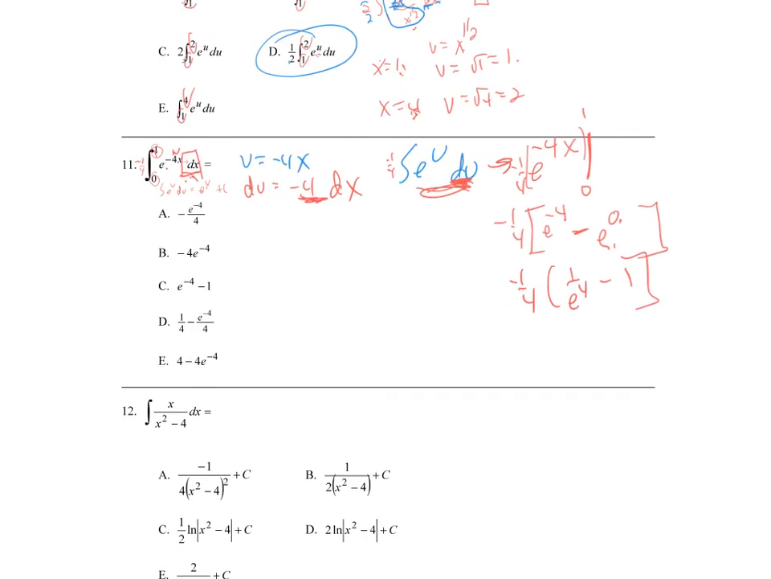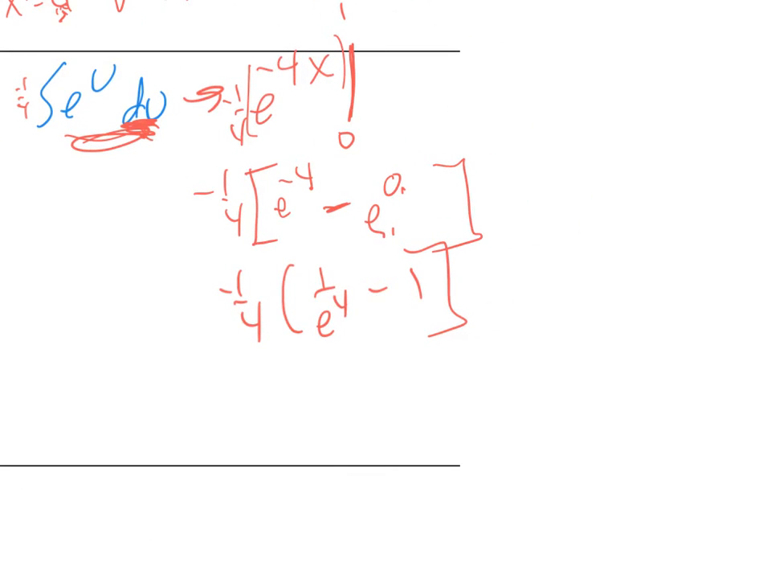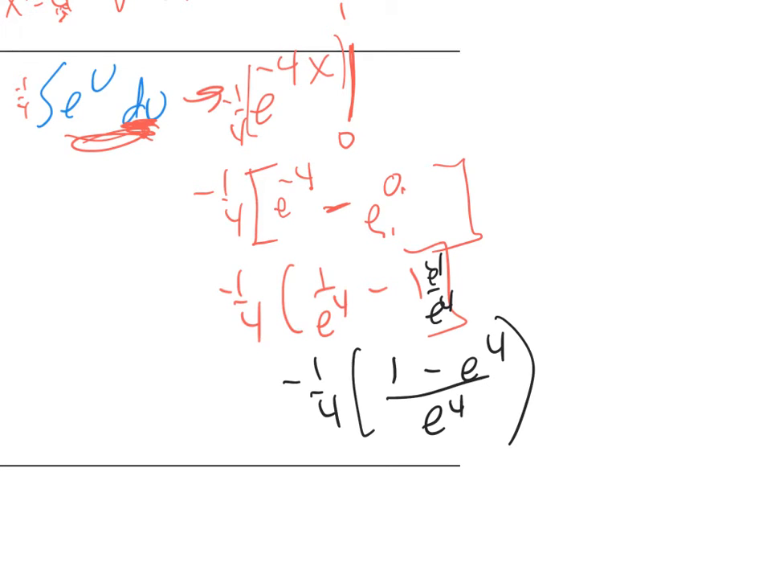If I'm looking at all those answers, he's trying to simplify it all. So I'm going to take a guess and say he's going to multiply this by e to the 4th over e to the 4th. Negative 1/4. Maybe I should look at the answers to see, but the numerator is 1 minus e to the 4th, all over e to the 4th. So that would be a pretty good answer.